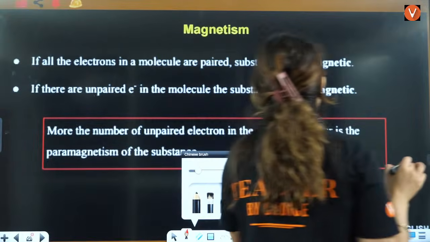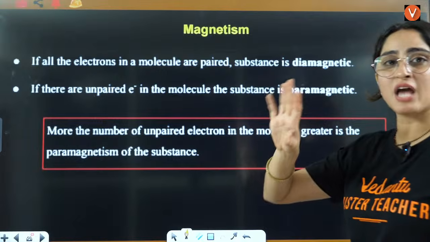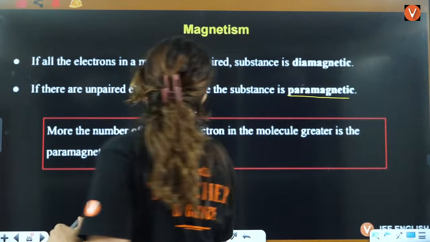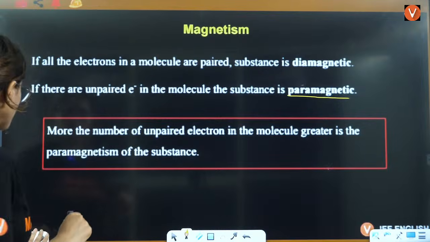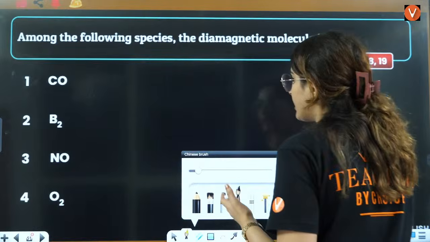Okay. Then the last one is magnetism. I have already told you: diamagnetic is which has all the electrons paired. Paramagnetic is which has at least one unpaired electron, right? So we have talked about how to calculate this directly from the trick.